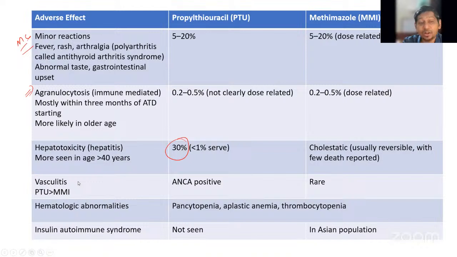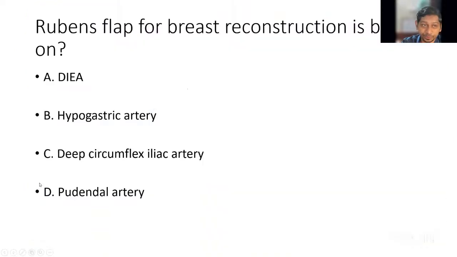A delayed complication of antithyroid medication is the presence of P-ANCA vasculitis. And of course, you can get other hematological abnormalities also.